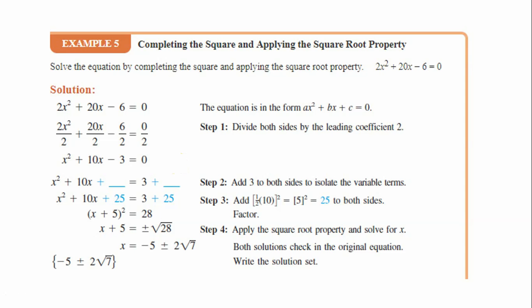So what I want to do is get the 3 over here, or I can leave it on that side and wait until later. But what I want to do is take half of this and then square it. Half of 10 is 5, and 5 squared is 25. I add it to both sides. And then I have x plus 5 squared is equal to 28. And then I can do the square root property, take the square root of both sides, plus and minus, and then subtract 5 from both sides to give me the final solution.